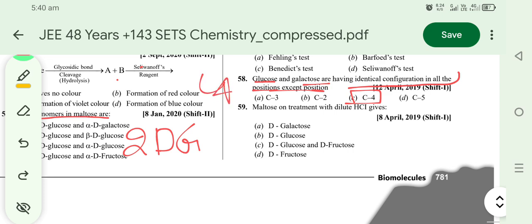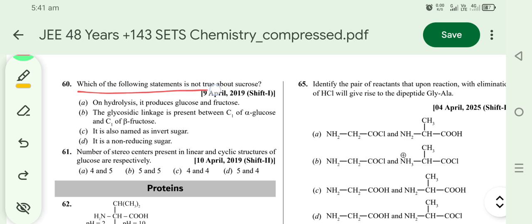Maltose on treatment with HCl gives glucose. Maltose on hydrolysis gives 2 moles of glucose. Which of the following statements is not true? Sucrose on hydrolysis gives glucose and fructose. That is a true statement. The glycosidic linkage present between C1 of glucose and C1 of beta fructose is a wrong statement. For beta fructose, the glycosidic linkage is at the C2 carbon.